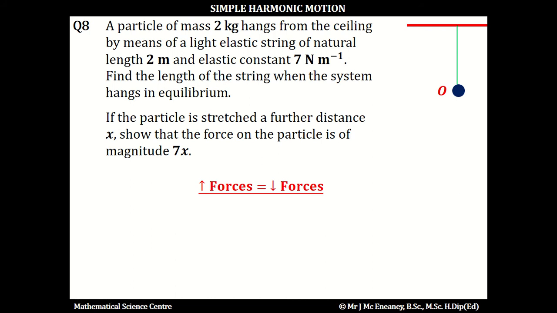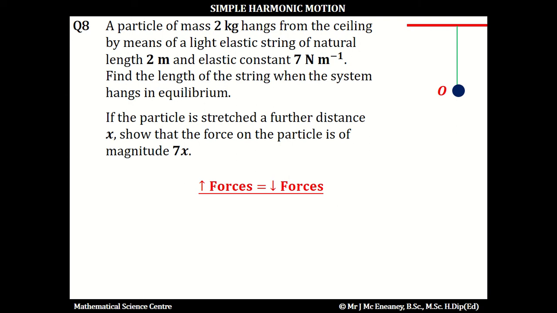Question 8. A particle of mass 2 kilograms hangs from the ceiling by means of a light elastic string of natural length 2 and elastic constant 7 newtons per meter. We have to find the length of the string when the system hangs in equilibrium. And then secondly, if the particle is stretched a distance x, show that the force on the particle is of magnitude 7x.